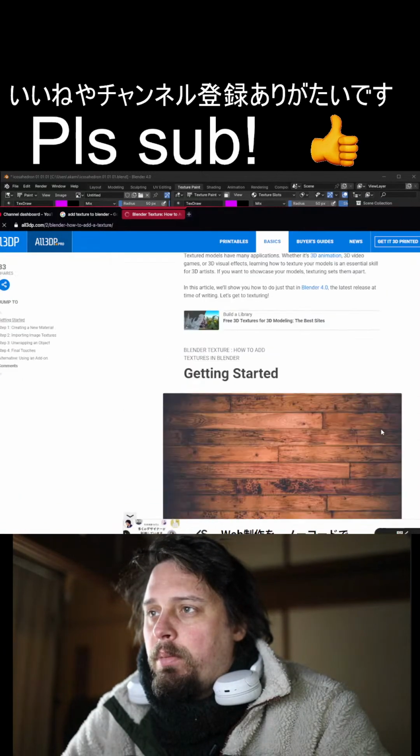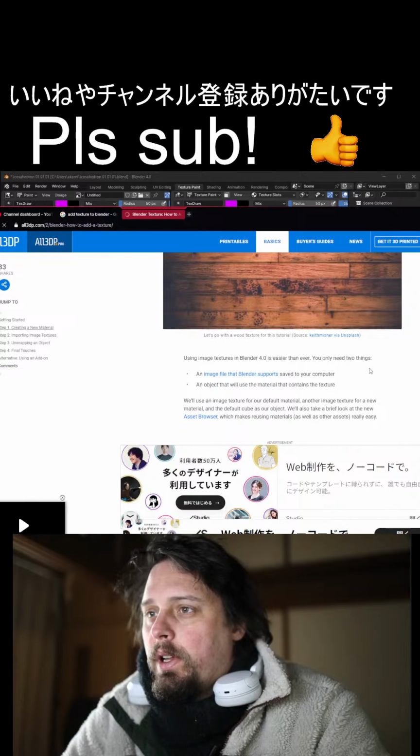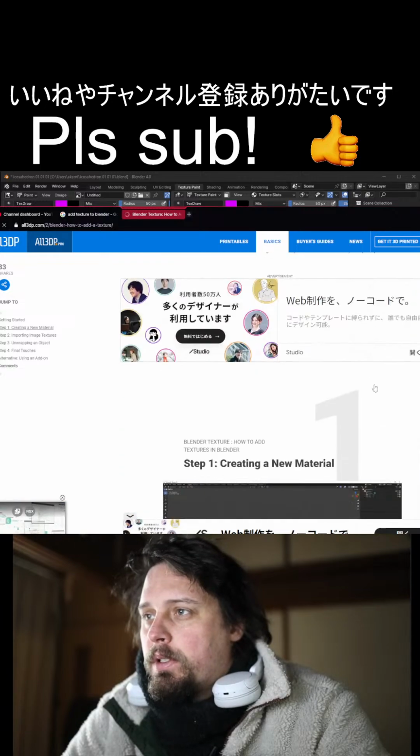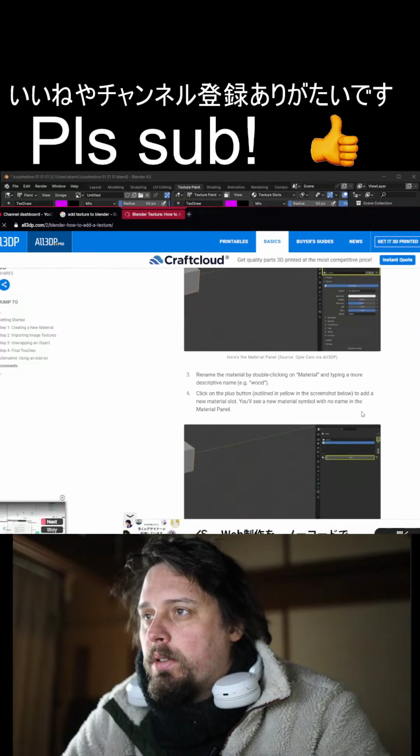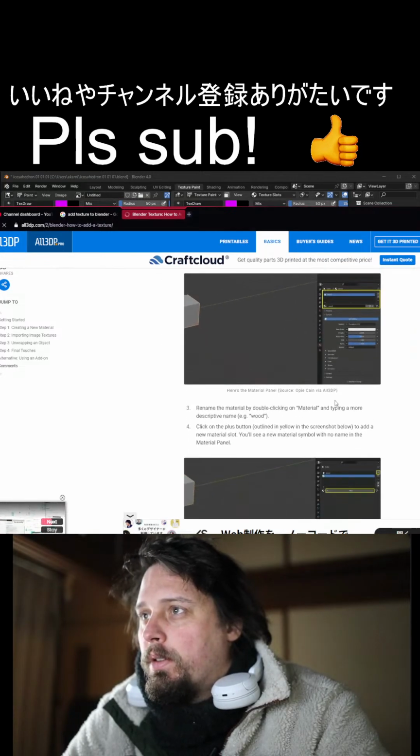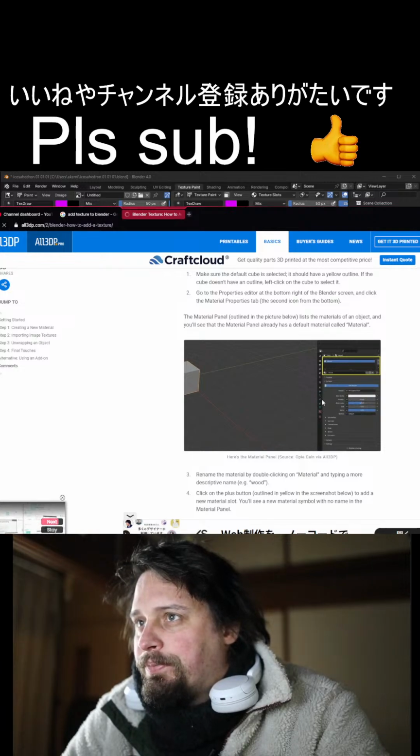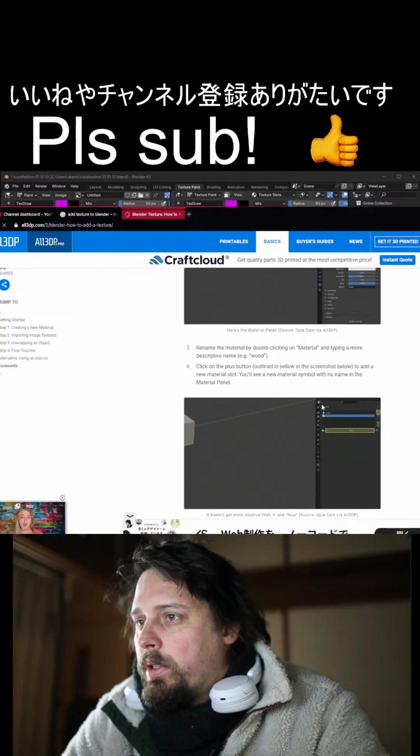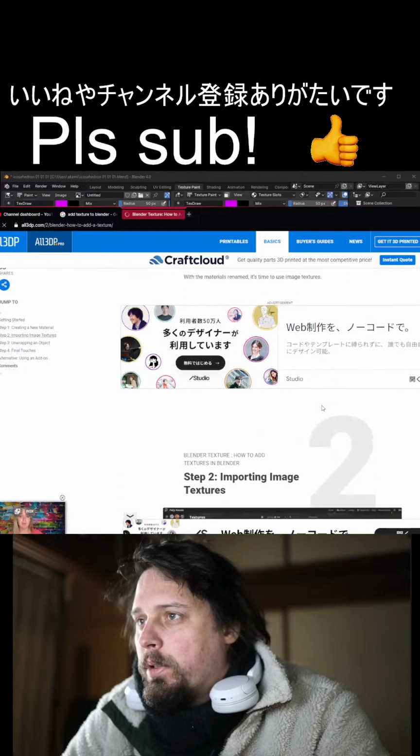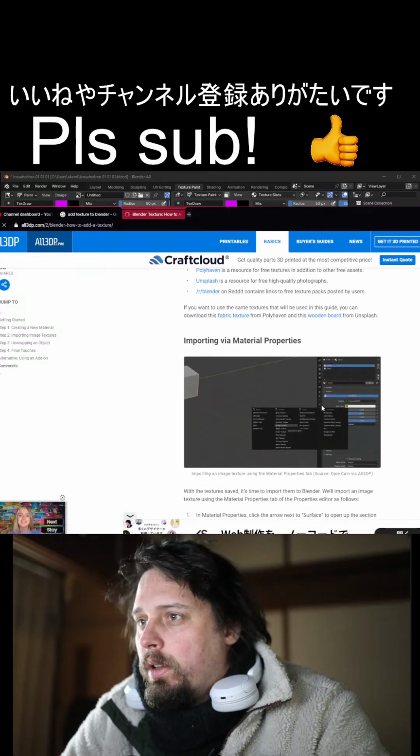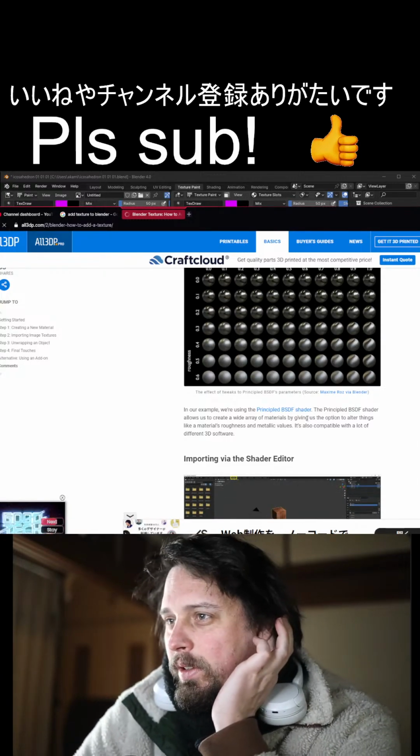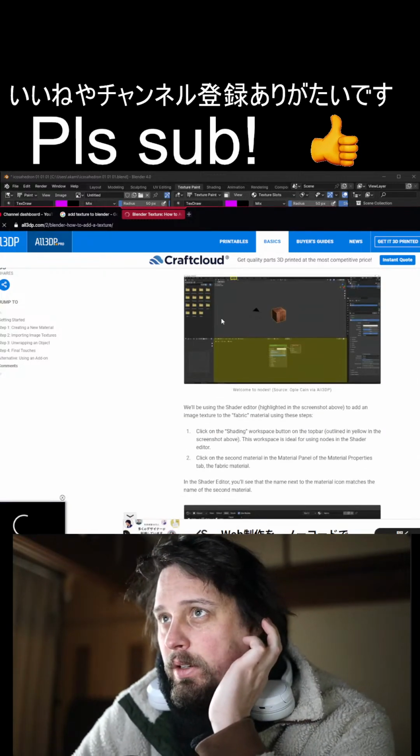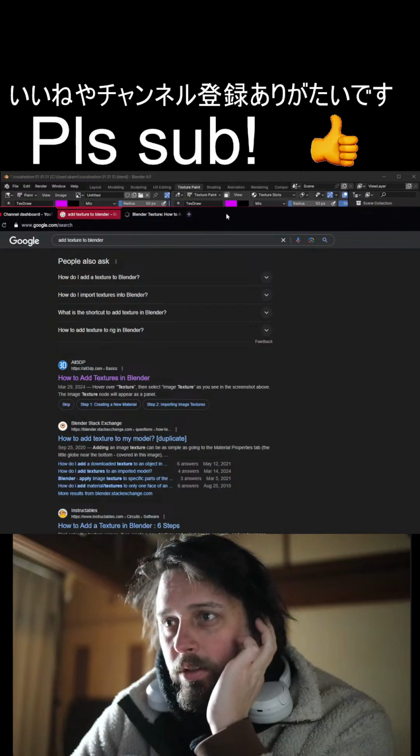Just what I need, a freaking blog post. Gotta hate these things. They try to make them as long as possible. Ugh. Just give me the steps. Anyway. We gotta have a material, I guess. I think I got a material going. Blah, blah, blah. Node control? What are you even talking about? We're not doing a shader editor. Obnoxious crap.